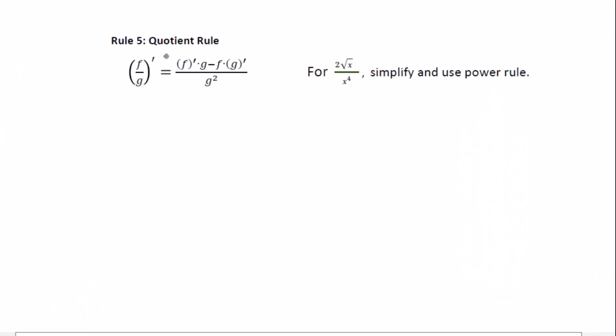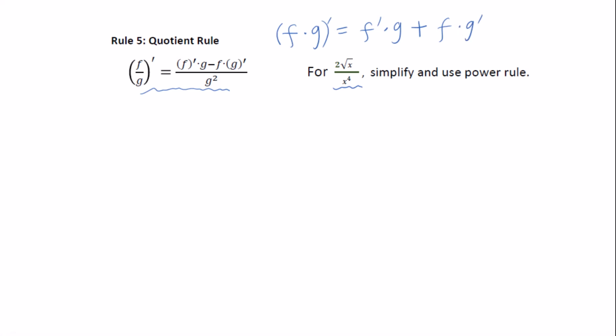Today's video is about the quotient rule of derivatives. This is the formula. Let's compare it to the product rule of derivatives. The derivative of f times g equals f prime times g plus f times g prime. For the quotient rule, we will make a denominator square first.